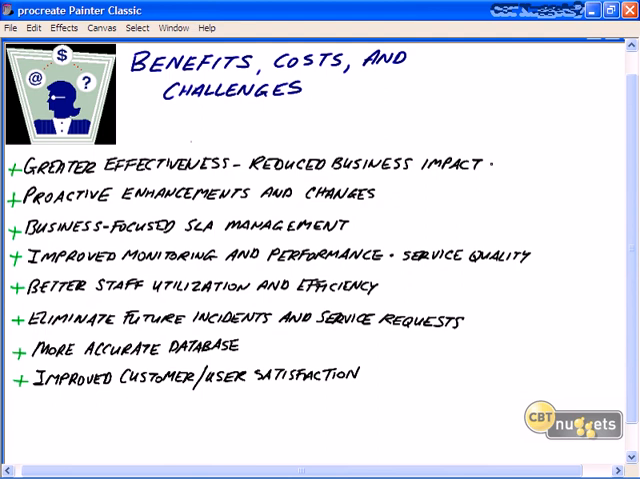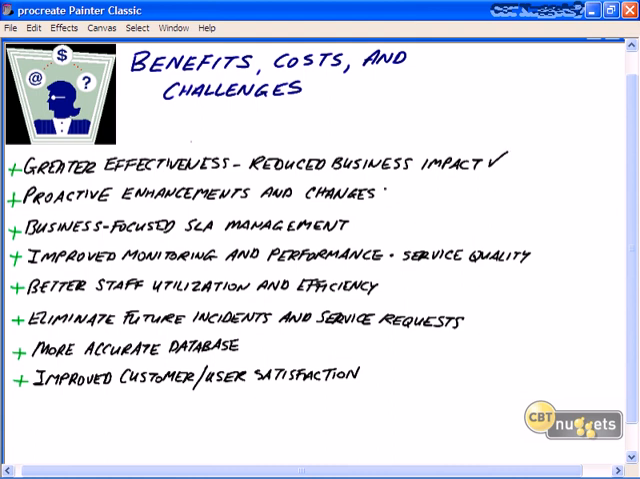Finally, let's look at some of the benefits, the costs, and the challenges of incident management, starting of course with the positive aspect, and that is the benefits. What are the benefits of proper and effective incident handling and incident management? Well, you're going to get greater effectiveness through your business, your organization, reduced business impact from problems and incidents, including service requests. By creating a proper database and monitoring and reporting on the process, assessing it all along the way, it'll allow you to put into place proactive enhancements and changes that can make your organization run more smoothly.